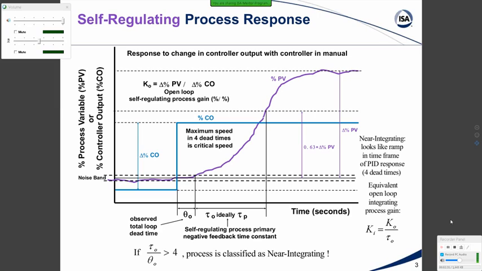at an integrating process versus looking at a self-regulating process. And we can do this very easily by way of this simple relationship. What I've recently found is that this relationship even works as the time constant is less than 4 times the dead time, and it's interesting enough, it even works if the time constant is less than the dead time, and it's becoming dead time dominant.